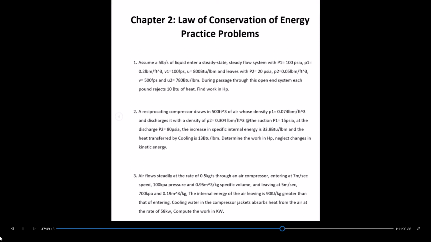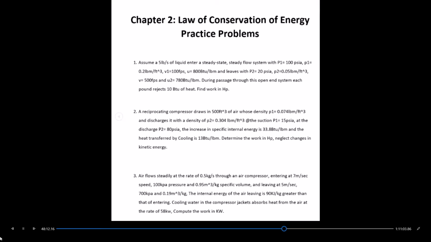Problem number 3. Air flows steadily at the rate of 0.5 kilograms per second through an air compressor, entering at 7 meters per second speed, 100 kilopascal pressure and 0.95 meter cube per kilogram specific volume, and leaving at 5 meters per second, 700 kilopascals and 0.19 meter cube per kilogram.